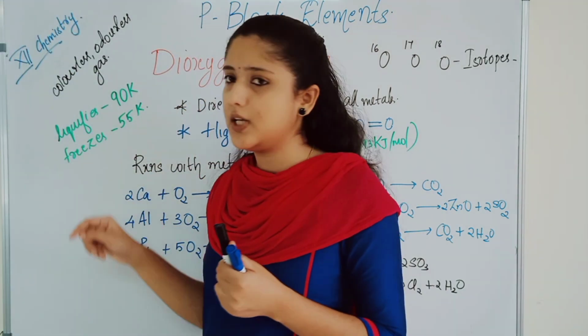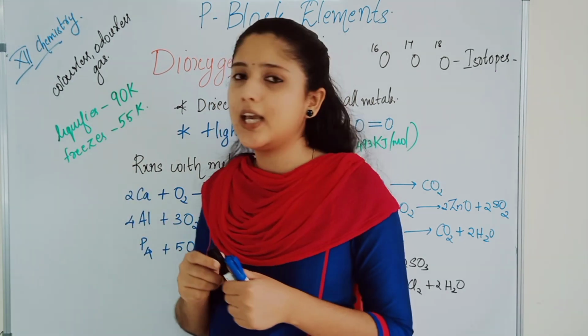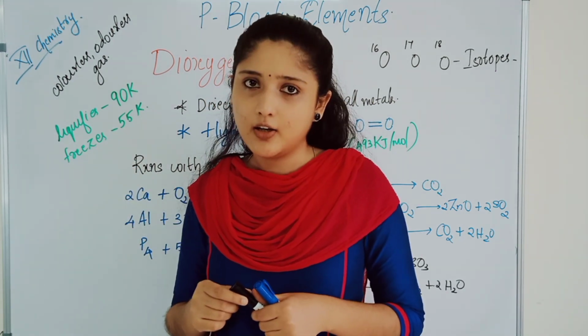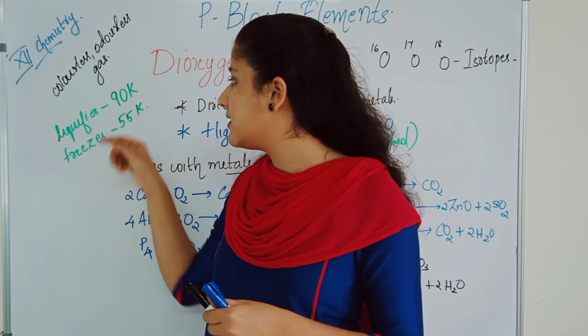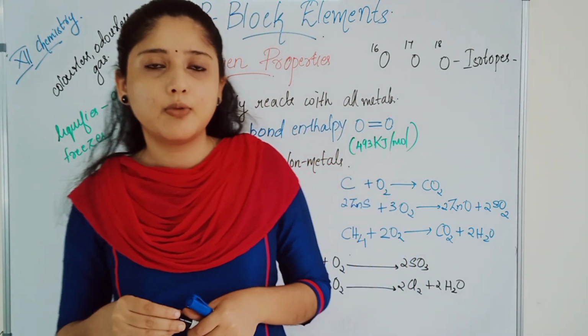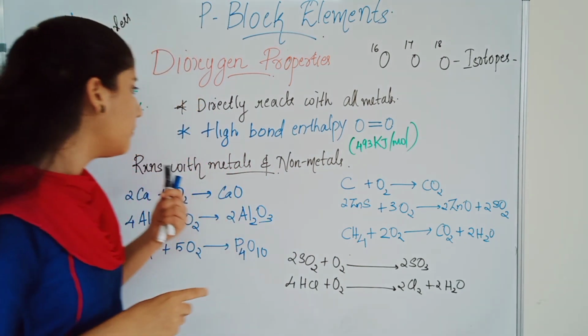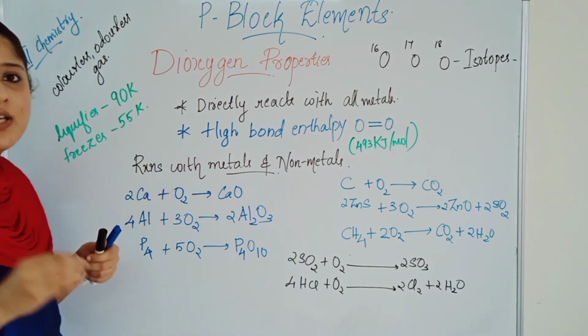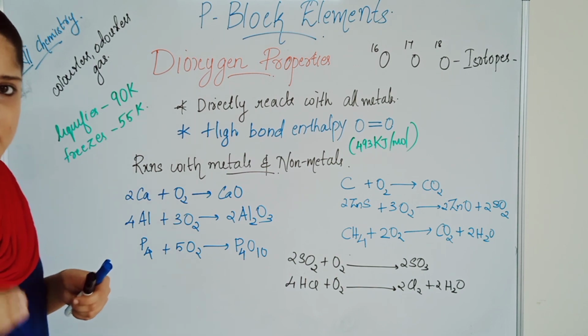And second property is it liquefies at 90 Kelvin. Air or dioxygen liquefies at 90 Kelvin and freezes at what? 55 Kelvin. These are the 2 important points. Liquefies at 90 Kelvin and at 55 Kelvin it freezes.